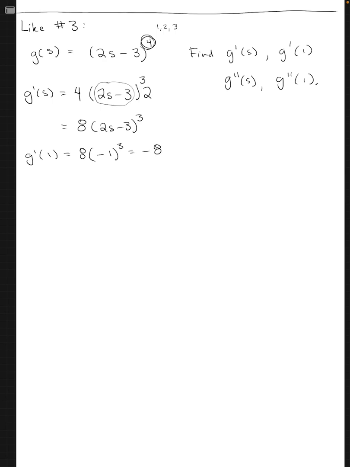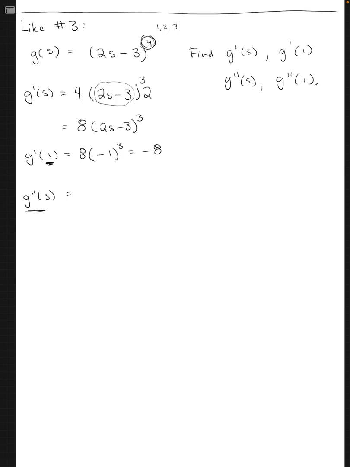Right. So the next thing it's asking for is g double prime of s. Now note, once you plug a number in, once you get a value, you cannot take the derivative of that piece again. You cannot take the derivative of something that's not a function, and once you've plugged a value in here, you don't have a function, you have a value.